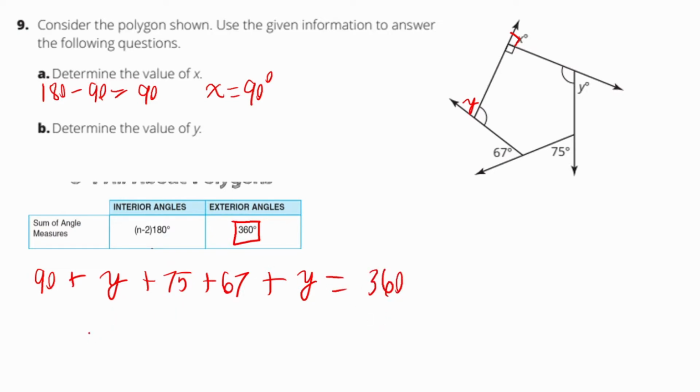Now what we have to do is add our y's together. We get 2y. We have to say 90 plus 75 plus 67. I don't want to think that out, so we're going to do it in a calculator. Oops, typing in wrong. 90 plus 75 plus 67 gives me 232. Oh, I put an equal sign after a 2y. That's not supposed to be there. It's supposed to be a plus sign.